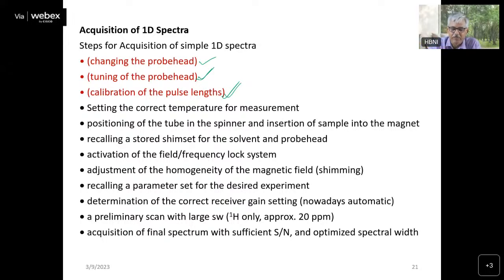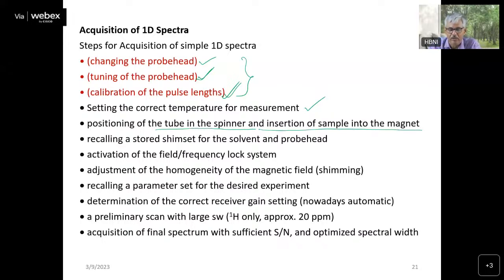But if the probe is already in proton and you want to record proton NMR, then these three things are not to be done. Then you set the correct temperature for the measurement. Sometimes you want room temperature, sometimes high temperature, depending on the sample and your purpose. Then you position the NMR sample tube into the spinner and insert the sample into the magnet.